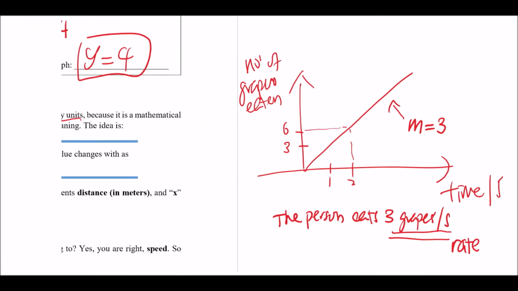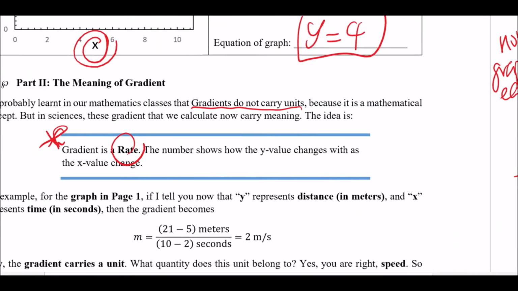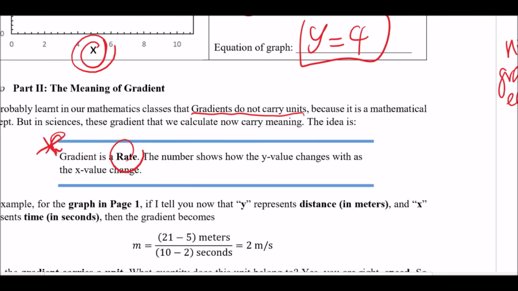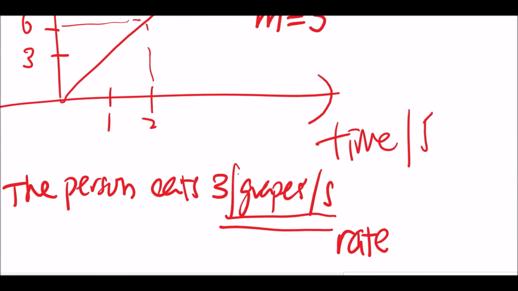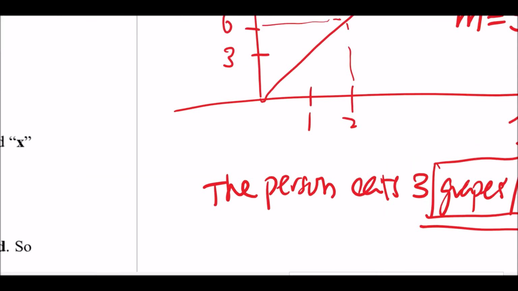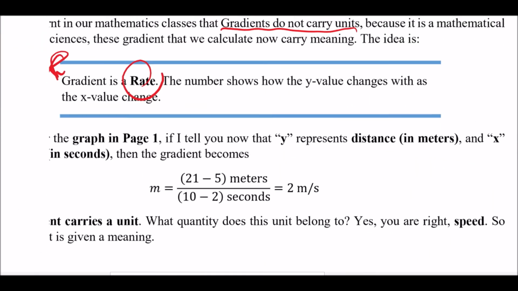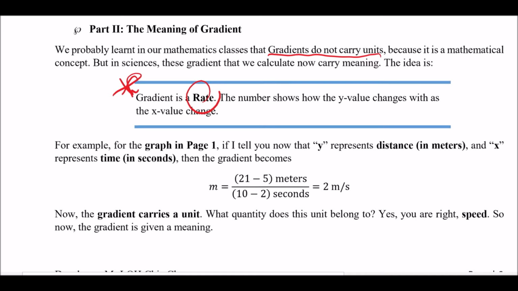So the gradient here tells me that it's a rate, and you realize that the gradient here has a unit, number of grapes per second, right? So depending on the axis, your gradient may carry a unit. Okay, so let's go back to the previous graph in page 1.